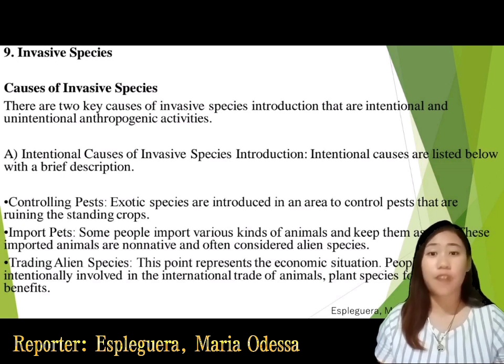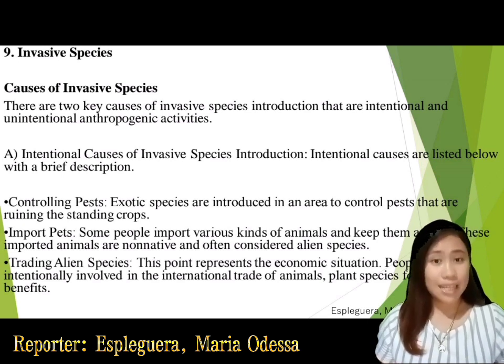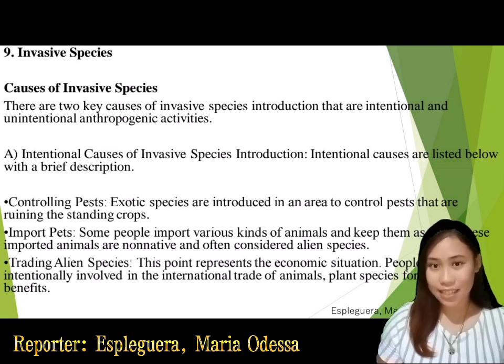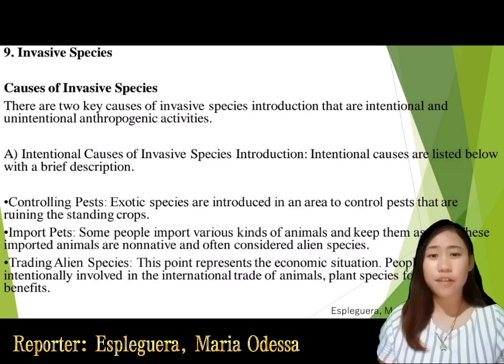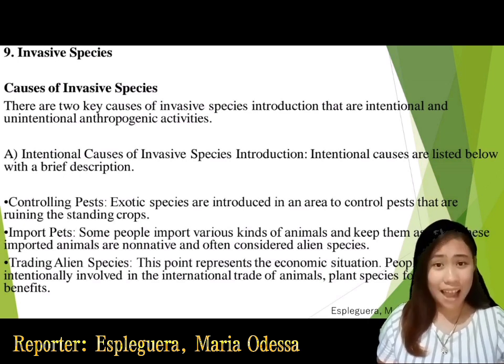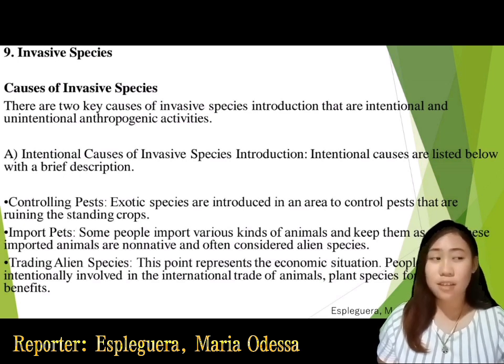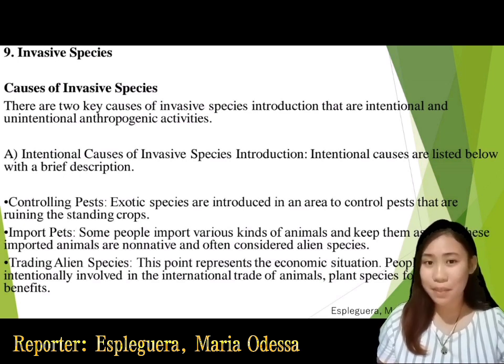So second, let's have the import pests. Some people import various kinds of animals and keep them as pets. These imported animals are non-native and often considered alien species. So importers of all FIFRA-regulated pesticides and devices, including unregistered pesticides, must comply with the U.S. Customs and Border Protection or CBP regulations.